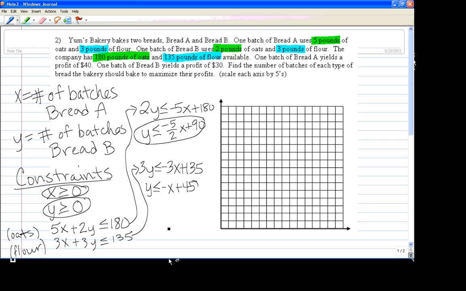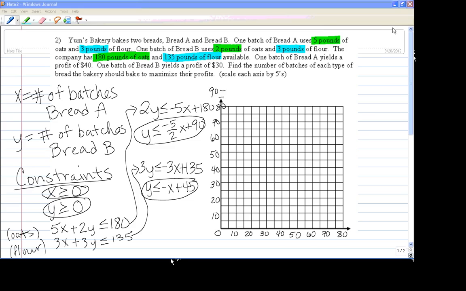Before graphing these, it did mention that we need to scale each axis by 5s. So let me do that for you. And with movie magic, there you have it. Okay, so let's go ahead and start graphing each of these things. First of all, I have that x is greater than or equal to 0. So x greater than or equal to 0 is going to be a vertical line. So like this.